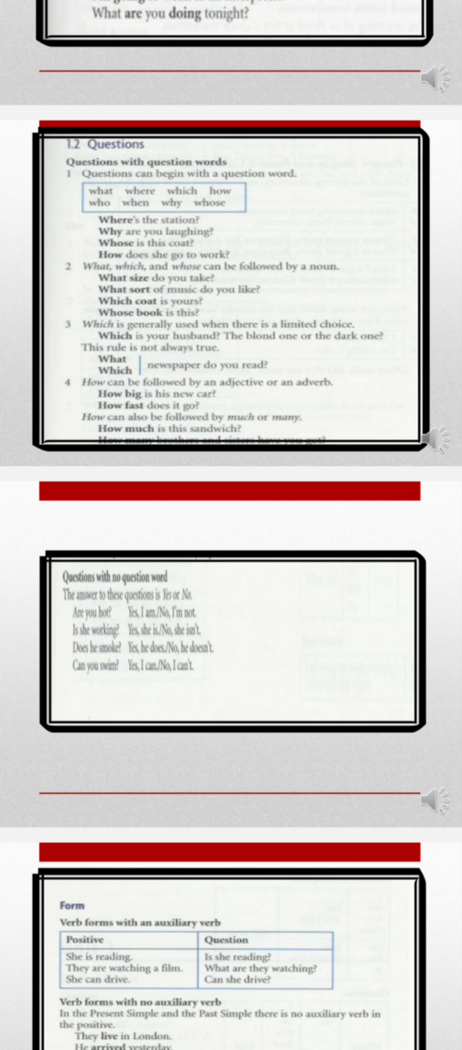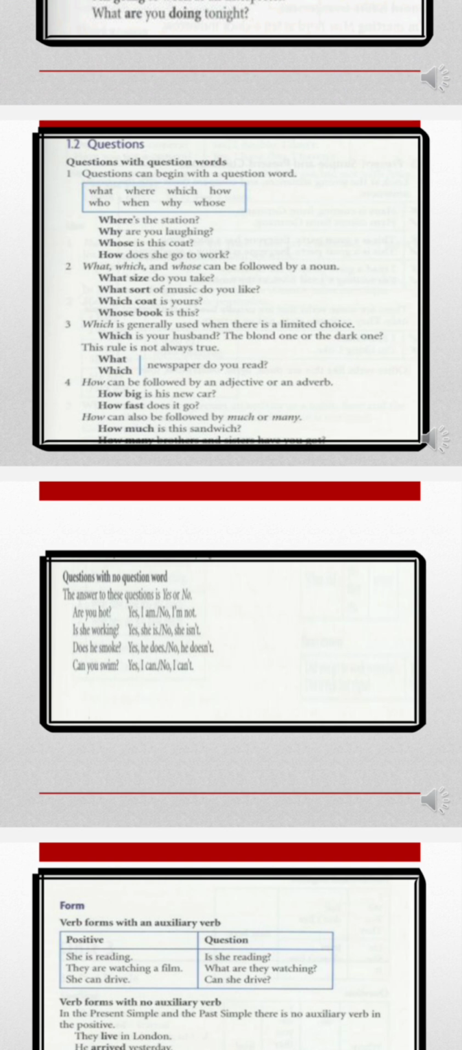3. Which is generally used when there is a limited choice. For example, which is your husband? The blonde one or the dark one? This rule is not always true. For example, what newspaper do you read? Also, we can say, which newspaper do you read?